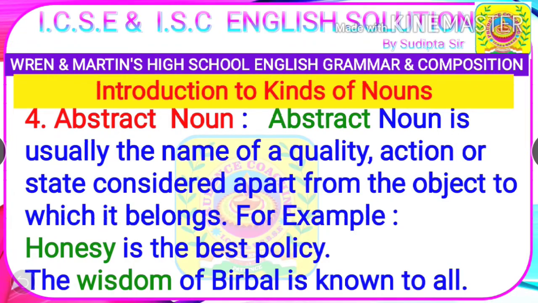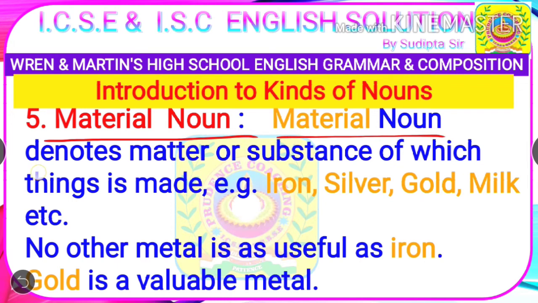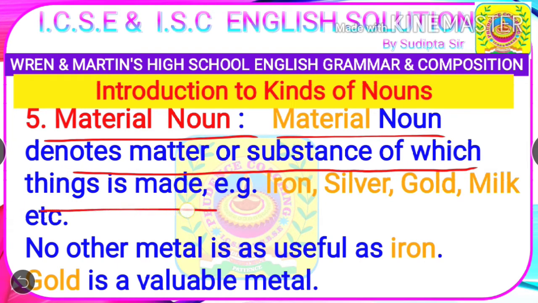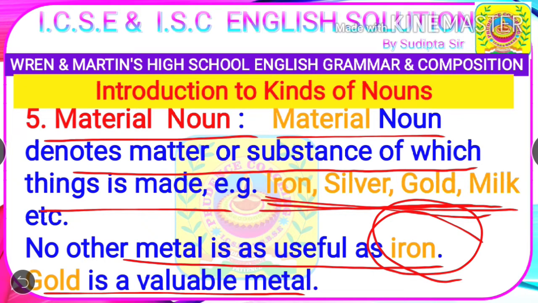Next, we will discuss Number 5, material noun. A material noun denotes matter or substance of which things are made, such as iron, silver, gold, milk, and so on. So these are metals from which many useful things are made. That's why iron, silver, gold, milk, all these are material nouns. In sentences it is used like that: "No other metal is as useful as iron." So here iron has been used as a metal. Next, "Gold is a valuable metal." So that's why iron and gold are material nouns.